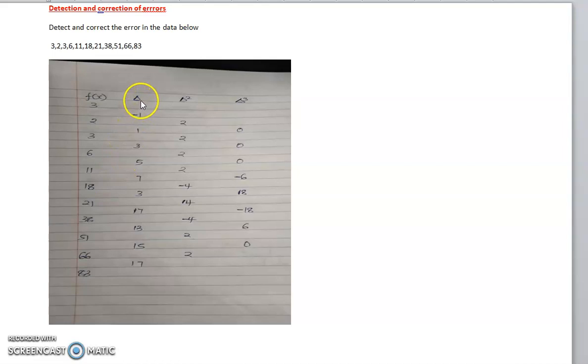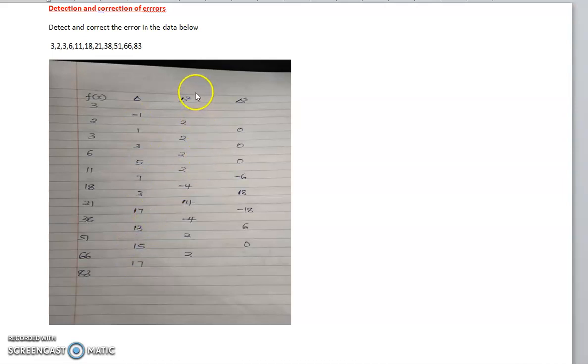And now you come to the first difference. First difference, that is -1, 1, 3. You subtract each one here. 2 minus 3, you get -1. 3 minus 2, you get 1. 6 minus 3, you get 3. 11 minus 6, you get 5. You continue that way until you reach the end.